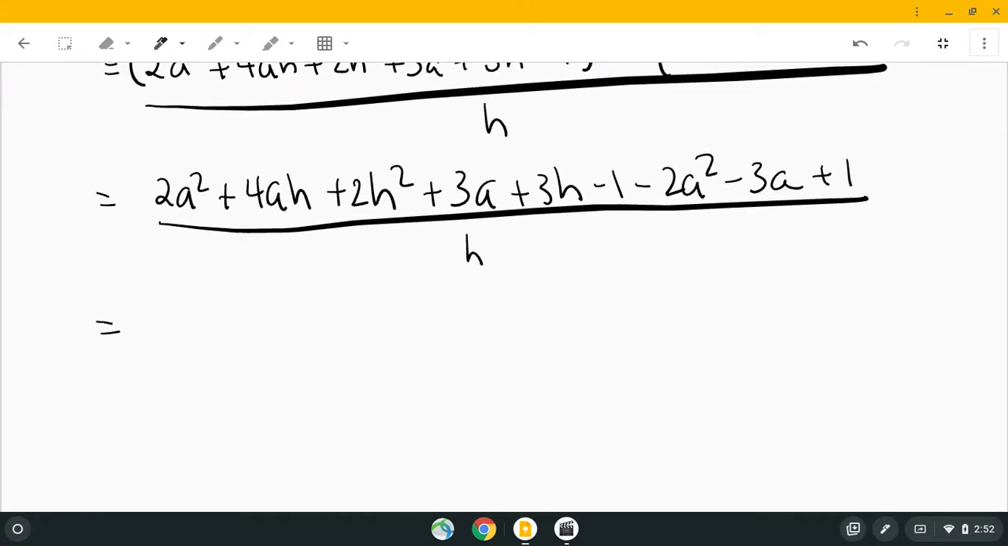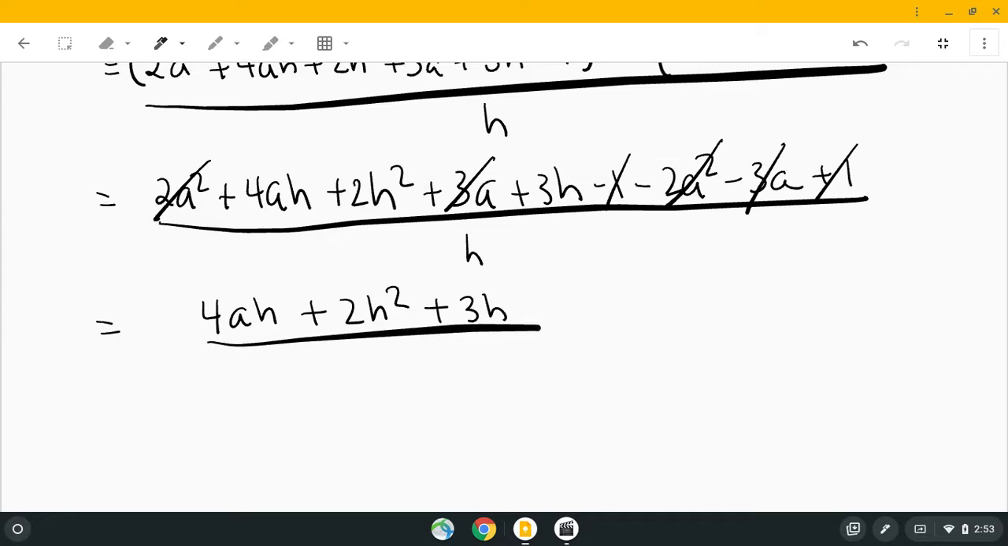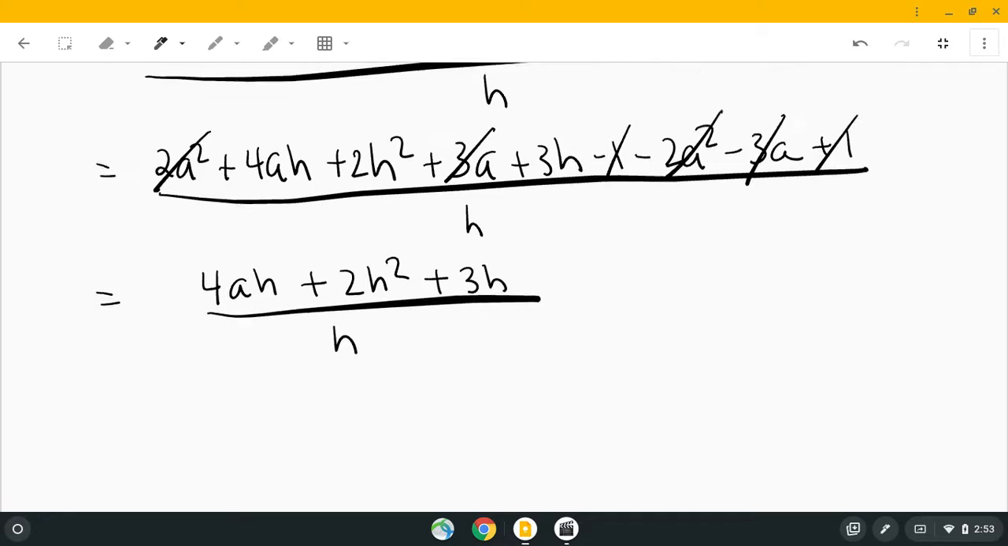Okay, let's see if we can cancel anything. 2a squared minus 2a squared. 3a minus 3a. Negative 1 plus 1. Okay, so a lot of things canceled out there. So what are we left with? 4ah plus 2h squared plus 3h all over h.